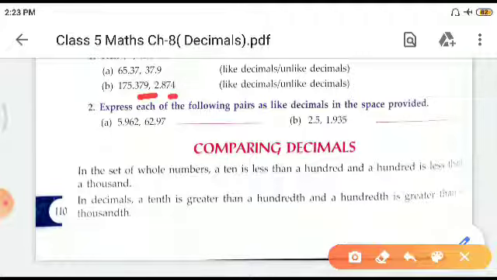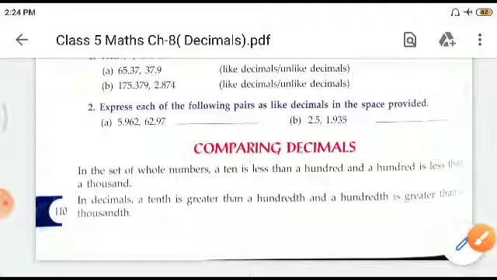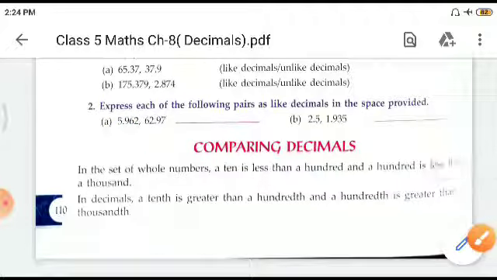Express each of the following pair as like decimals in the space provided. 5.962, 62.97, right? So I'm not going to touch the first one, but the second one I can make 62.970. I'll add a 0. Now this is having 3 digits after the decimal, and 5.962 is also having 3 digits. So now both have become like decimals.